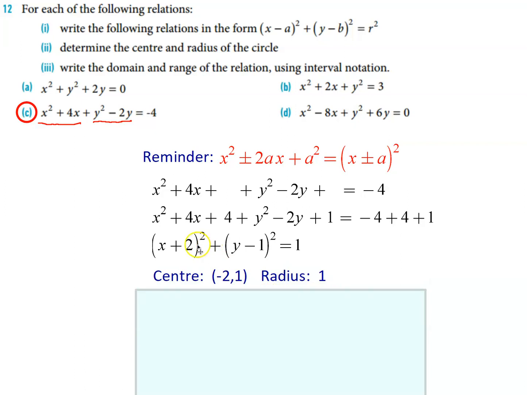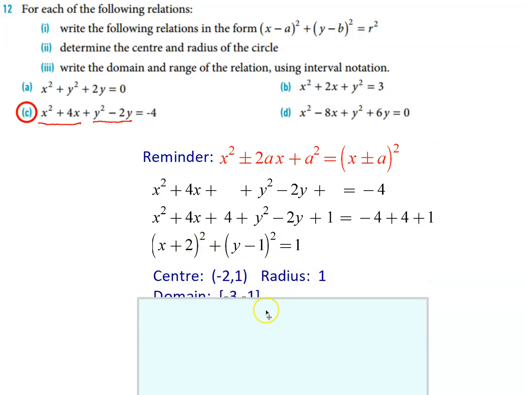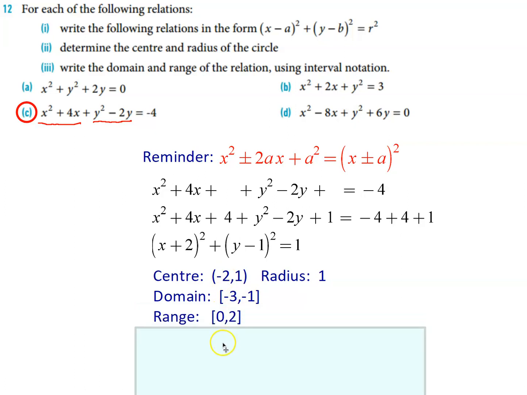Okay, so the center's at negative 2 and 1. The radius is 1. The domain: basically, if the x-coordinate of the center is negative 2 and the radius is 1, it gets as small as negative 3 and as big as negative 1, because that's 1 unit less than that and 1 unit bigger than that. And for the range, if the center is at y equals 1, then the smallest value is going to be 1 less than that, which is 0, and the biggest value of y is going to be 1 more than that, which is 2. And there is the answer.